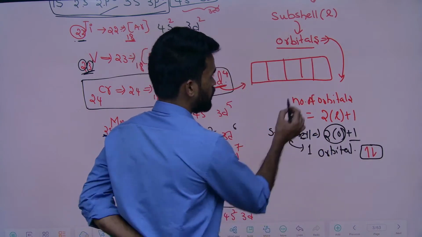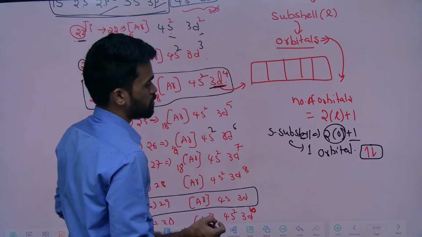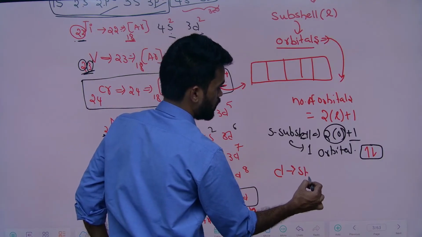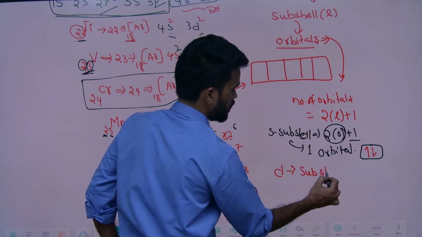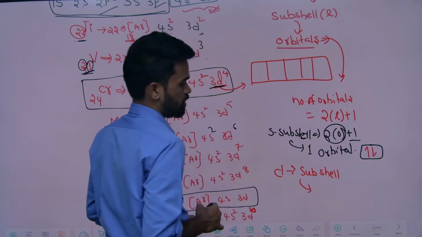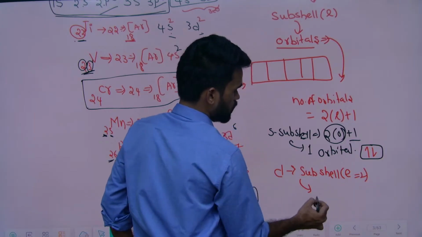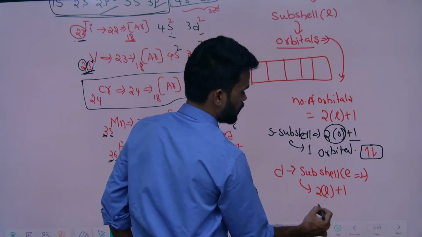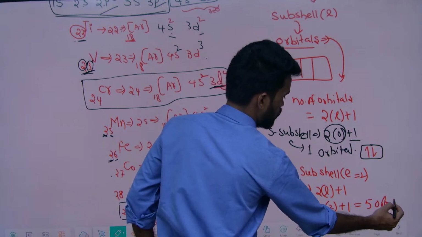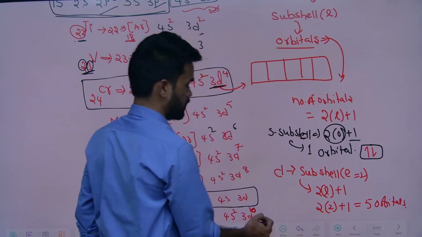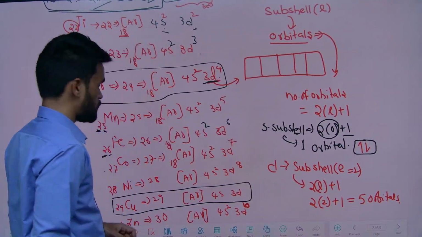Right. Now we are discussing d subshells and d orbitals. In a d subshell, tell me how many orbitals are there? For the d subshell, what is the L value we have? L value will be 2. So 2L plus 1 is the formula to find the number of orbitals. So 2 times 2 plus 1, 5 d orbitals are there. That's why I have represented them with 5 boxes here. Each box represents 1 d orbital.